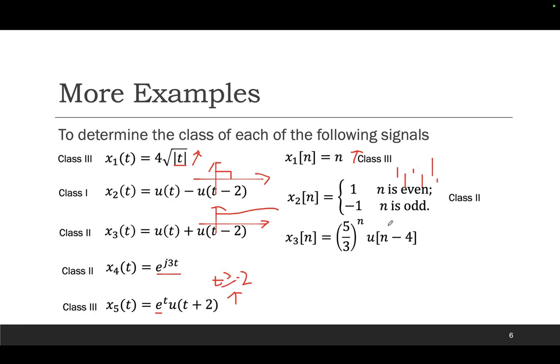And how about this one? Here n should be greater than or equal to 4, am I right? And since 5 over 3 is greater than 1, this value will go to the infinite as n goes to the infinite. So it is class 3.